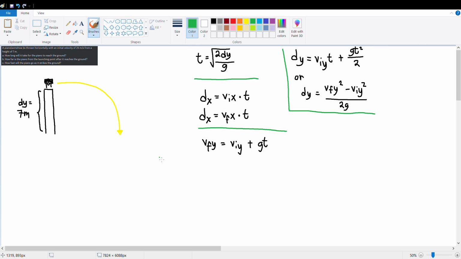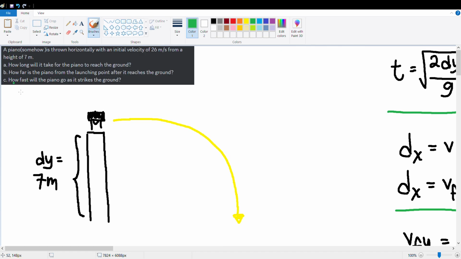Alright, so today I am going to be teaching you guys how to do horizontally launched projectiles. So I've given you a sample problem here. A piano is thrown horizontally with an initial velocity of 26 meters per second from a height of 7 meters. So basically, horizontal launch projectiles are just projectiles going at a trajectory of 0 degrees.